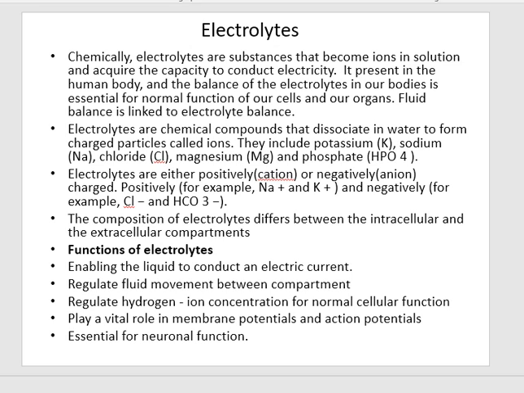Electrolytes are chemical compounds that dissociate in water to form charged particles we call ions. They include potassium, sodium, chloride, magnesium, and phosphate. Electrolytes are either positive cations or negative anions.